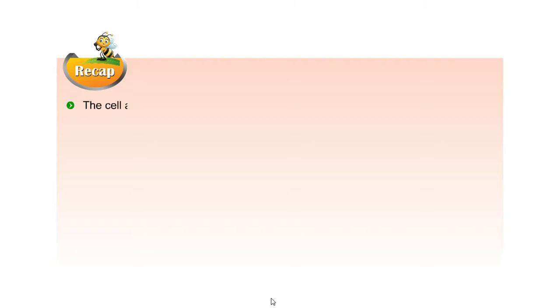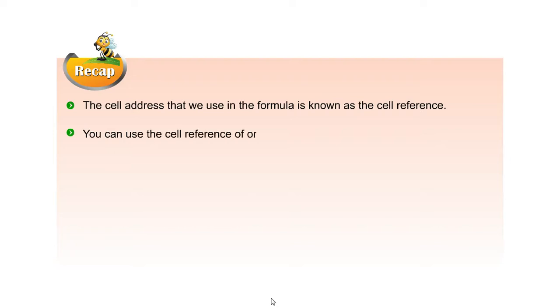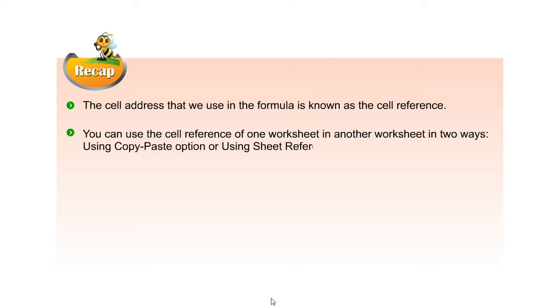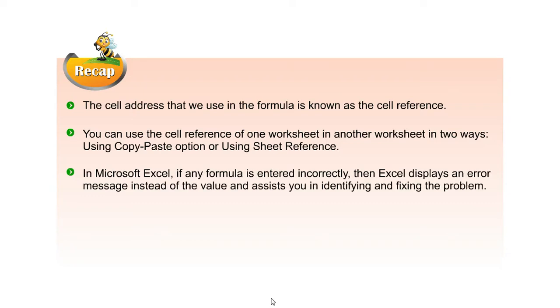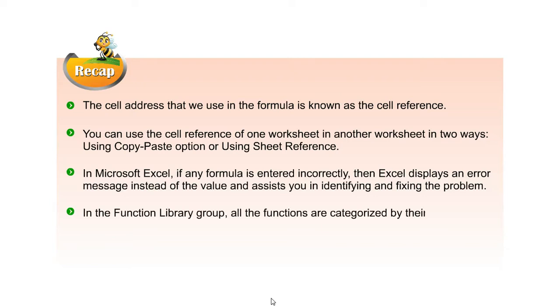The cell address that we use in the formula is known as the cell reference. You can use the cell reference of one worksheet in another worksheet in two ways, using copy-paste option or using sheet reference. In Microsoft Excel, if any formula is entered incorrectly, then Excel displays an error message instead of the value and assists you in identifying and fixing the problem. In the function library group, all the functions are categorized by their functionality.